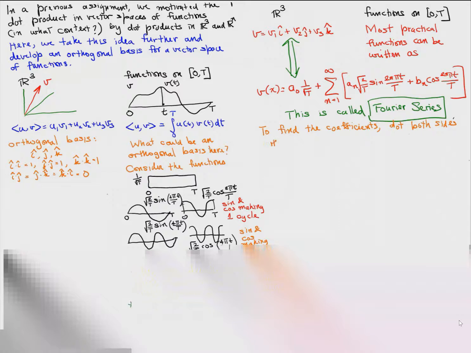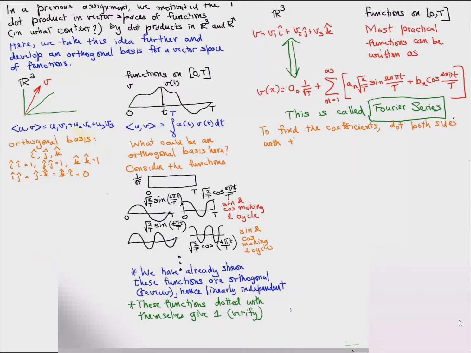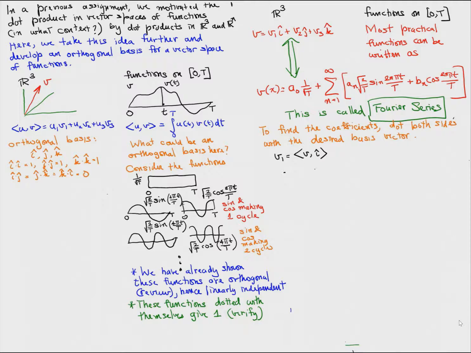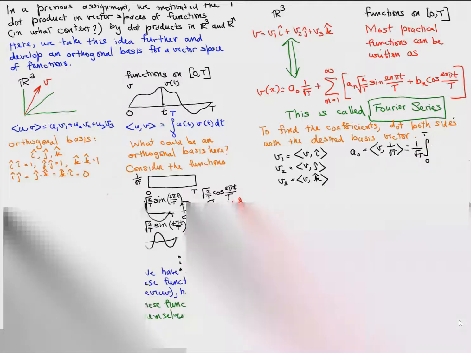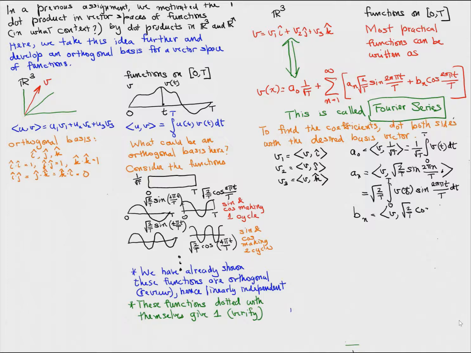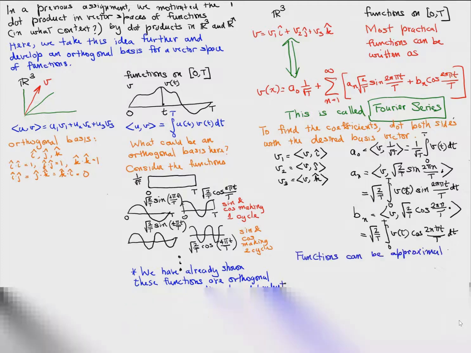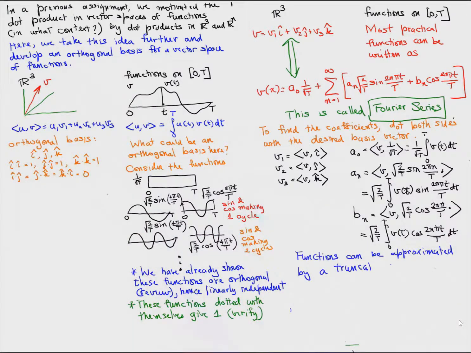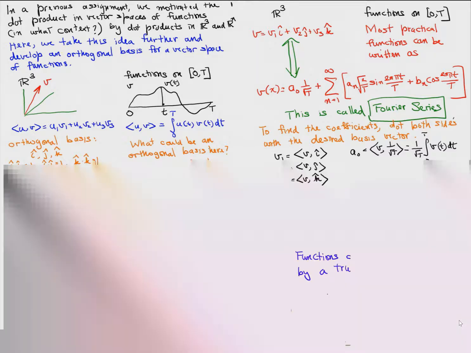Now, to find the coefficients in three-dimensional space, we would just dot the vector v with i, for example, to find the i coefficient, with j to find the j coefficient, with k to find the k coefficient. And this works exactly the same way with Fourier series. So to find the coefficient of the constant, we dot the function v with 1 over square root of T. To get the coefficient of the nth sine, we dot the function with the corresponding sine. To get the coefficient of the nth cosine, we dot it with the corresponding cosine.